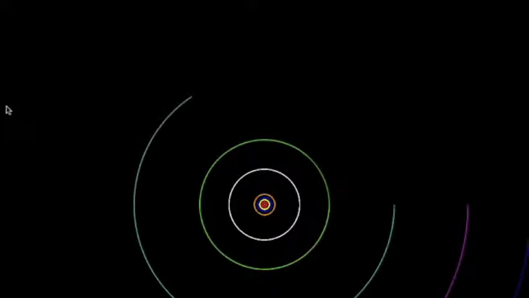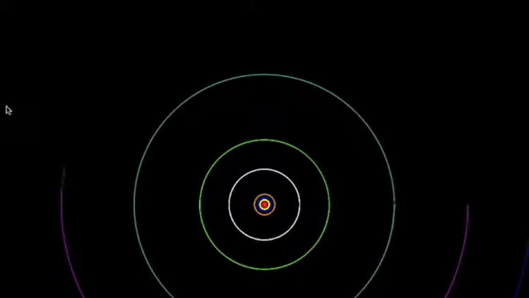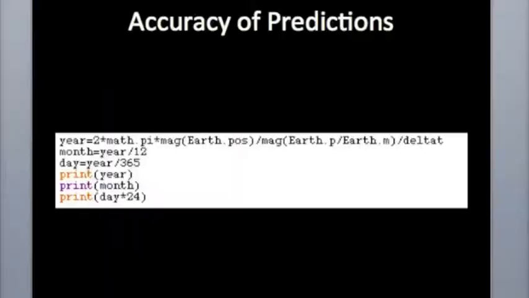Now the lab question proposed to us was whether the model could accurately predict the length of a year, month, and day on Earth. Time can be found by dividing the distance by velocity. So in the case of an orbit, t equals 2 pi r, which is the circumference, divided by velocity as represented in the Python code shown. I divided by 12 to represent the number of days in a month, and it would be pointless to show the number of days in a day, so I multiplied by 24 to show the number of hours in a day.